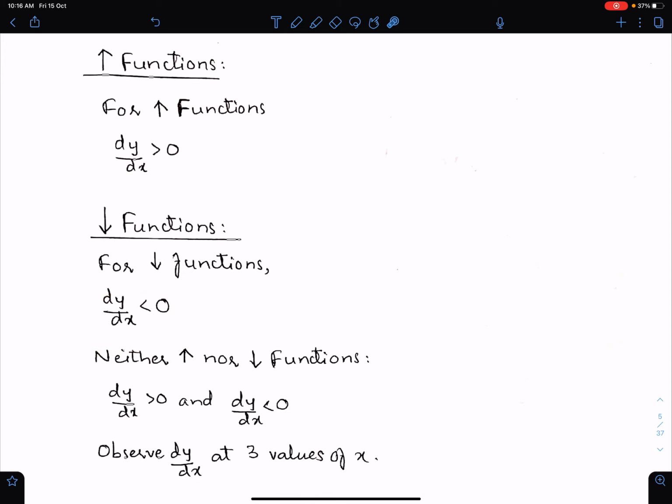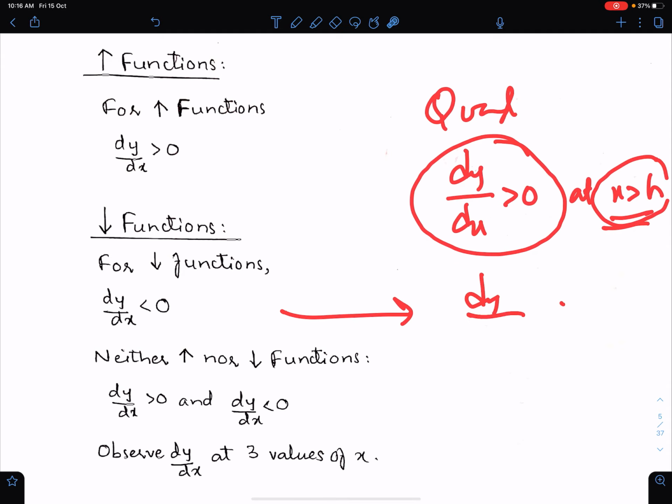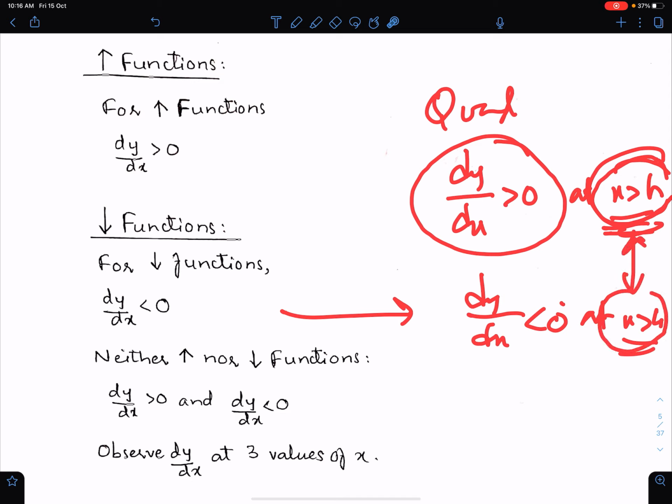For quadratic increasing functions, then we observe gradient at x greater than h. At x greater than h, gradient must be positive. For quadratic decreasing functions, gradient must be negative at x greater than h. So we observe the sign of gradient at x greater than h in both the cases.